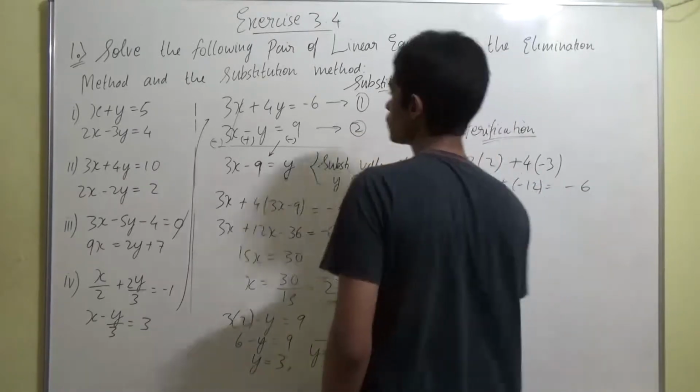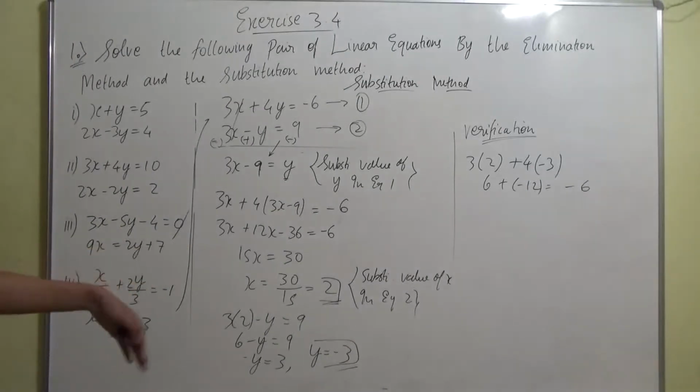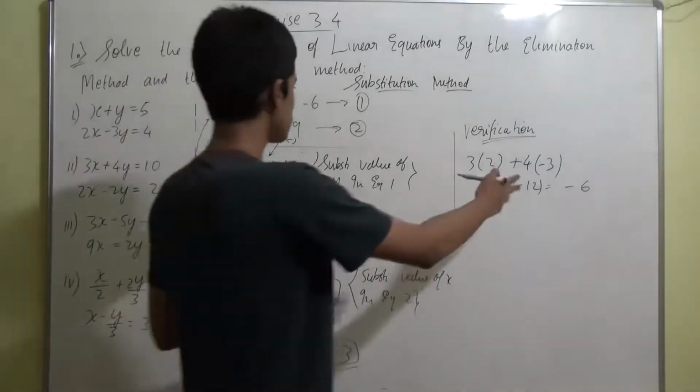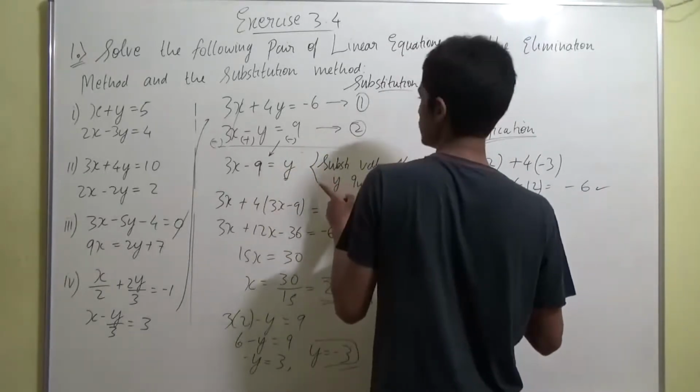So actually there is no need to do the verification, because in the elimination method we already did the verification when we got both the x and y values the same. Okay, but still we'll do it once. So it becomes minus 6, which means it is verified. So we'll again verify it with the other equation as well.